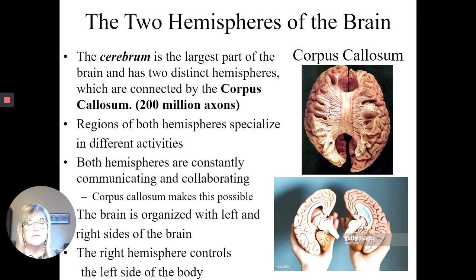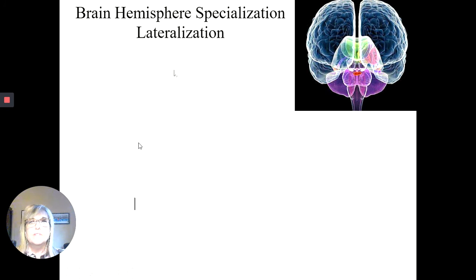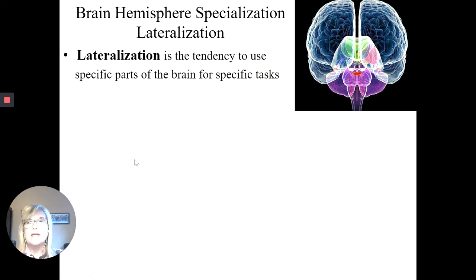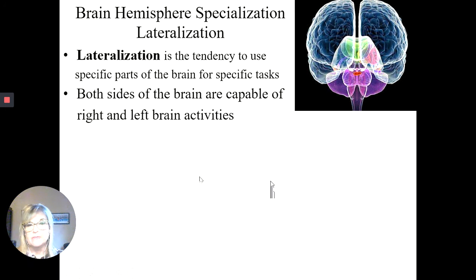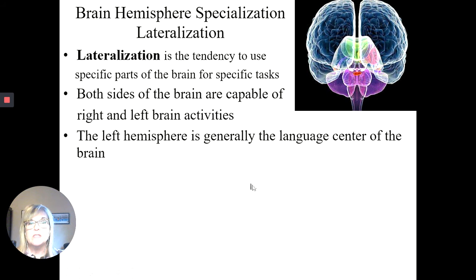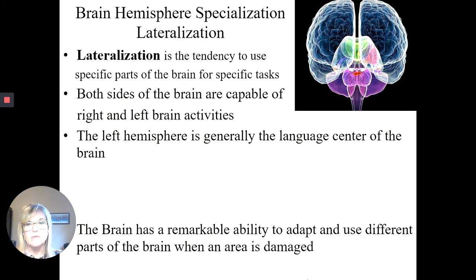The left hemisphere controls the right side of the body. So the brain does specialize, in that different parts of the brain specialize in different activities, and that's called lateralization. It's the tendency for the brain to use specific parts for specific tasks. It makes the brain more efficient and works better. So both sides of the brain are capable of right and left brain activities, but they specialize in those activities. The left hemisphere is generally the language center of the brain.